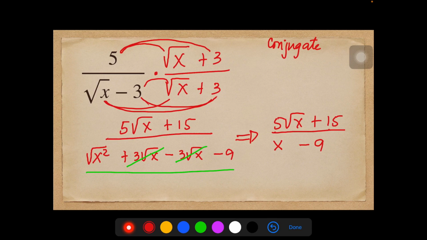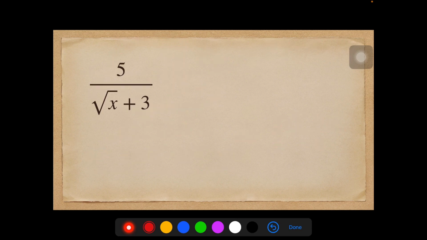We have already removed the radical in the denominator. How? By multiplying by the conjugate. Let's try another example that is closely related to this one so that you can compare.